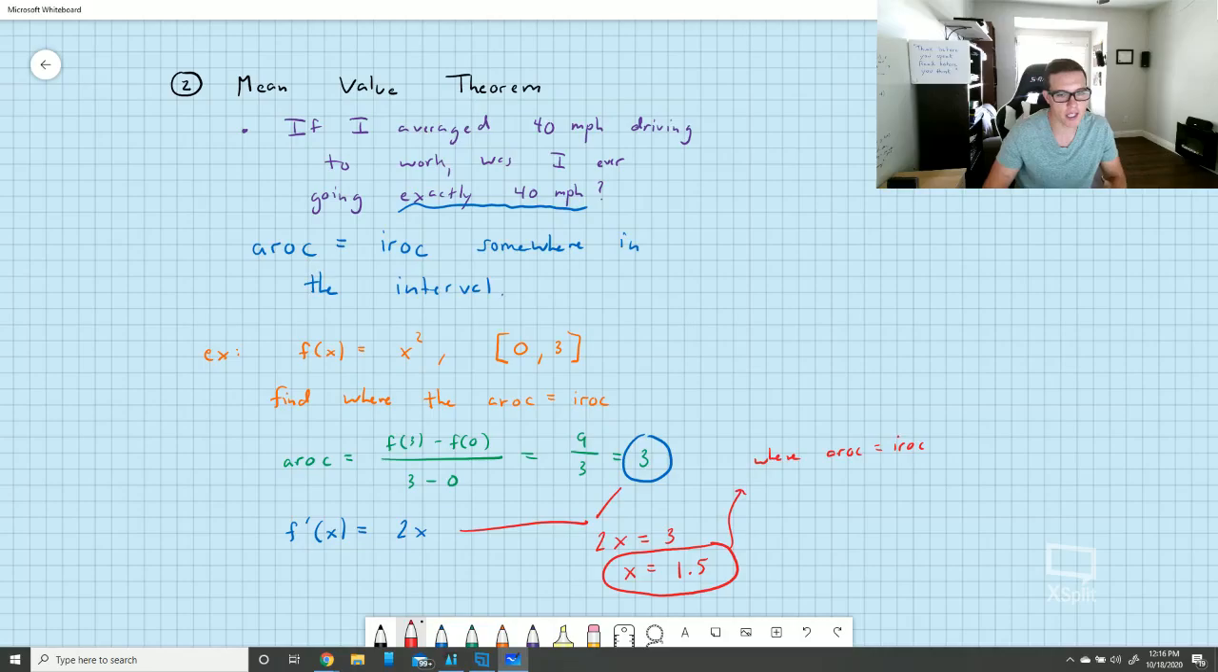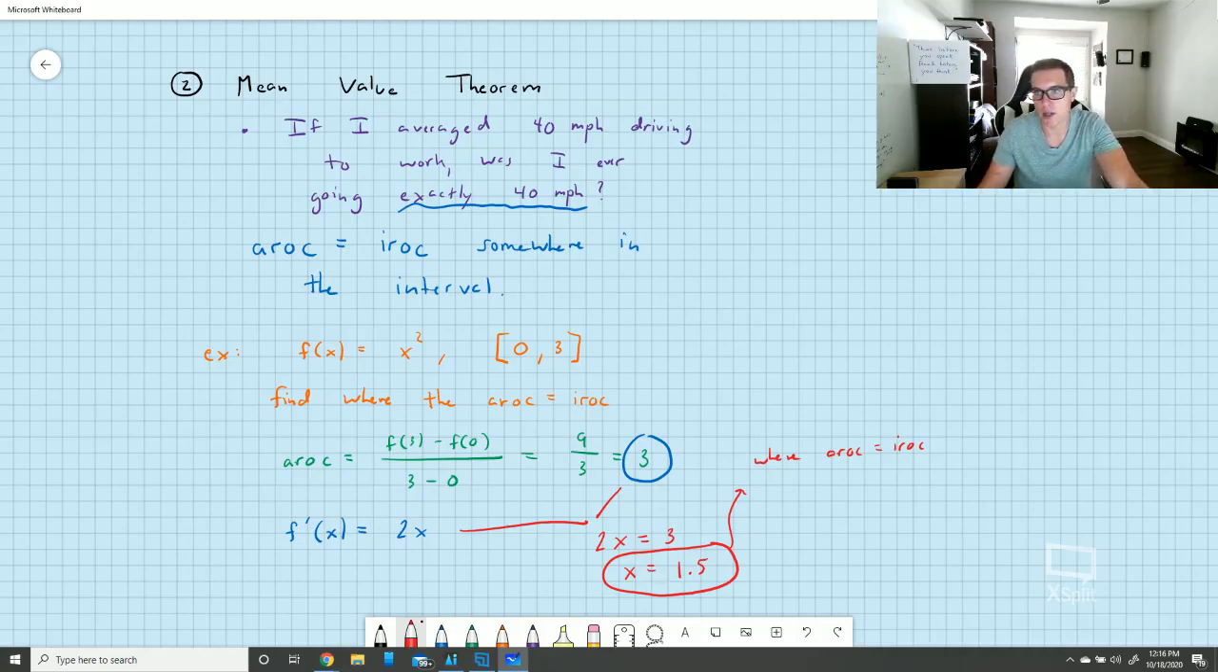In other words, this is like the instant I'm driving to work and my instantaneous rate of change equaled how fast I was actually going, or the average. Let me say that again. At x equals 1.5, this is the instant where my speed at that instant, my rate of change at that instant, was equal to my average rate of change.